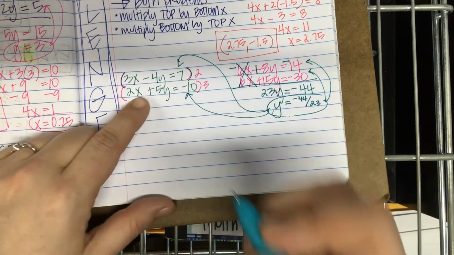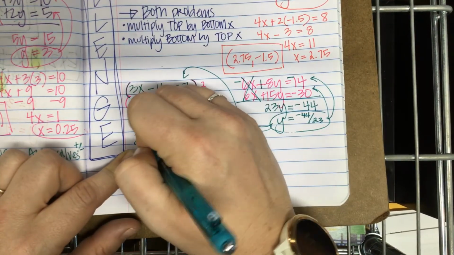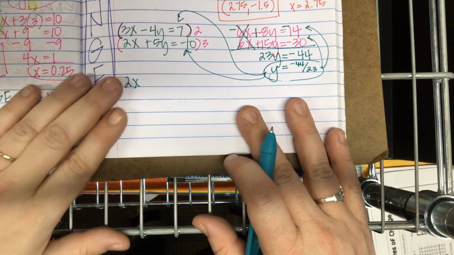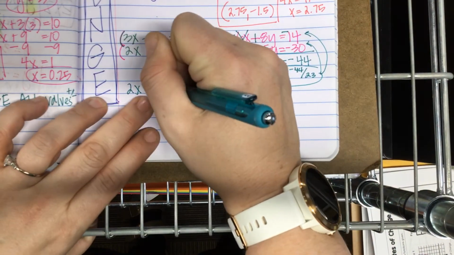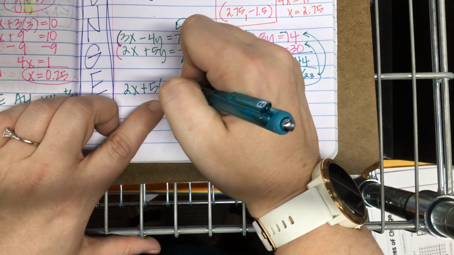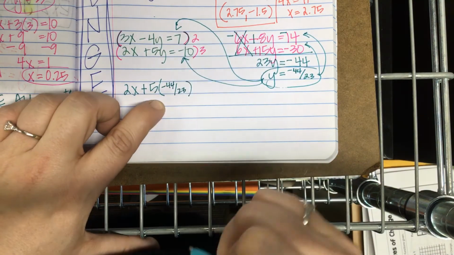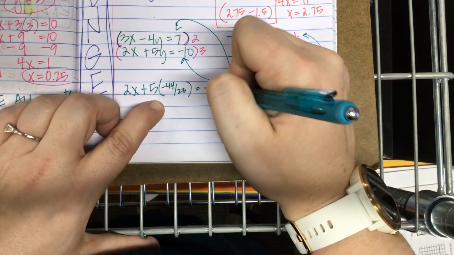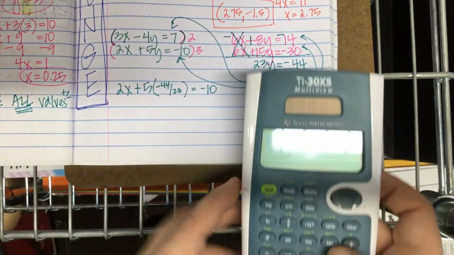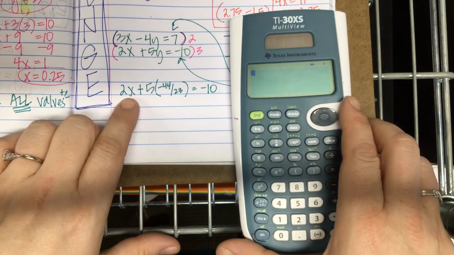Let's do this guy. 2x plus 5, and instead of y, I'm going to substitute negative 44 23rds, equals negative 10. On your homework, you're going to have whole numbers. I made sure on your first day. It's not like we were dealing with negative 132 over something. No decimals, no crazy numbers.